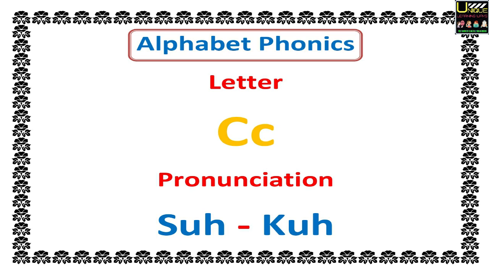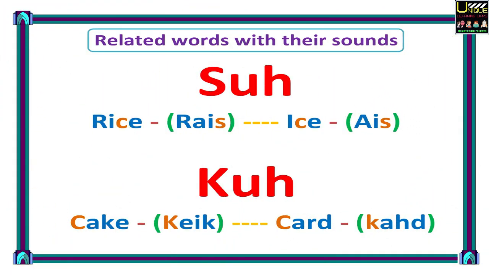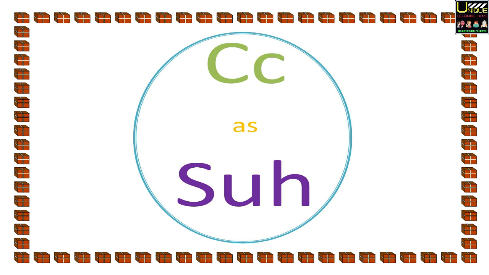Let's go to the next letter, that is C. C has two sounds, S and K. Related words with their sound. First we talk about C as S: rice, ice. Now we talk about C as K: cake, card. C as S.